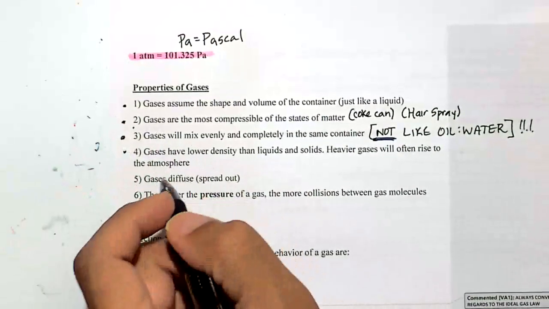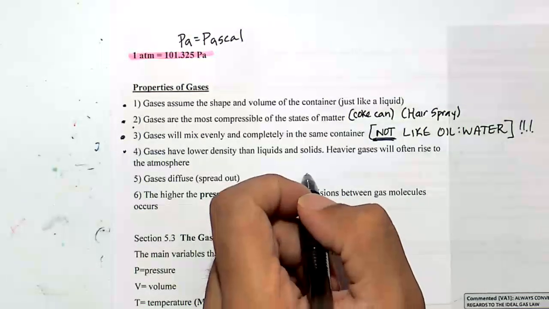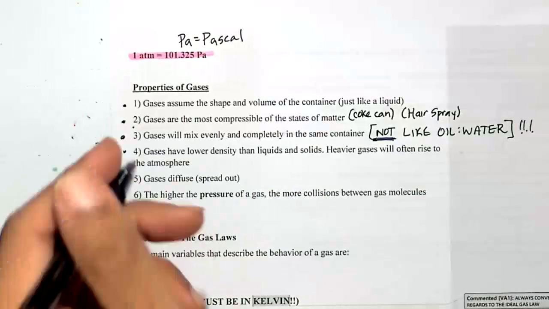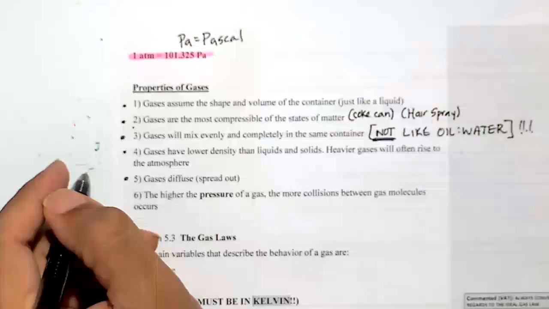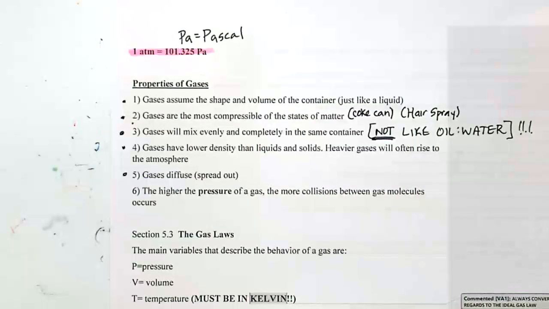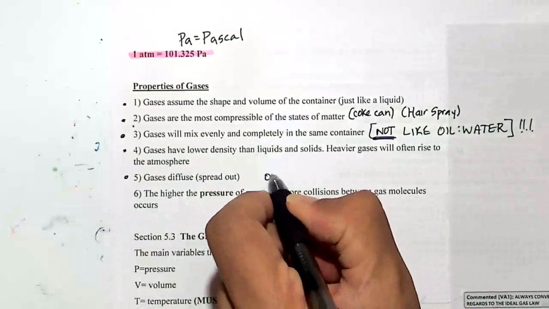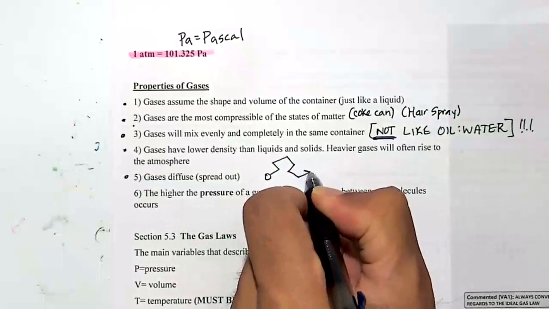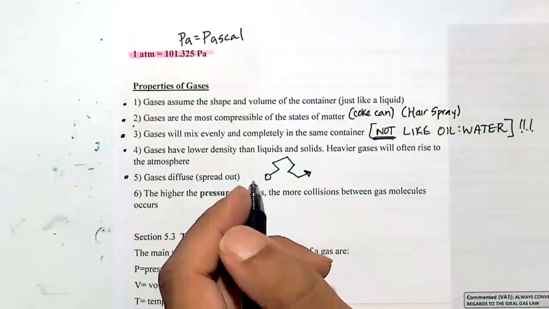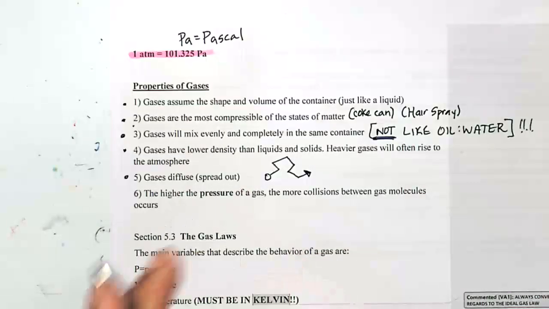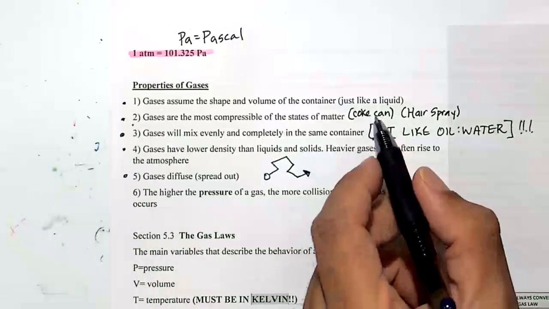Property number 4 of gases, they have lower density than liquids and solids. Heavier gases often rise to the atmosphere. Property 5 of gases is that gases diffuse and spread out. So the motion is kind of like a zigzag, kind of like a zombie walk. That's the motion of a gas. It's never a straight path.